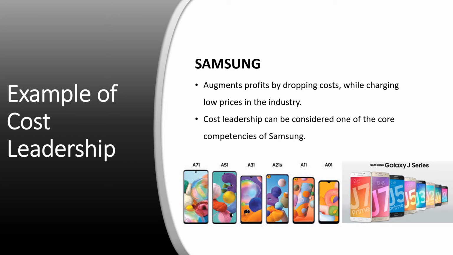You can compare Samsung's prices to Apple's, which are lower than Apple's. This cost leadership can be considered one of the core competencies of Samsung. You can also see in the slides that Samsung has different series, for example the A series, J series, and S series, to capture different market prices and also to offer different uniqueness in their products.